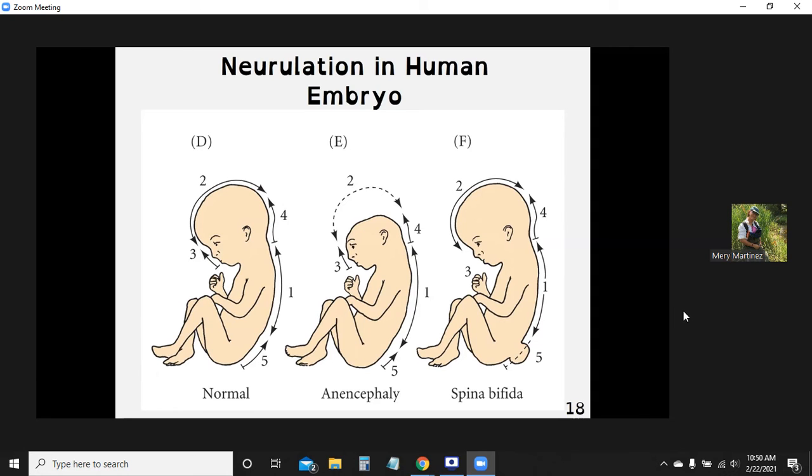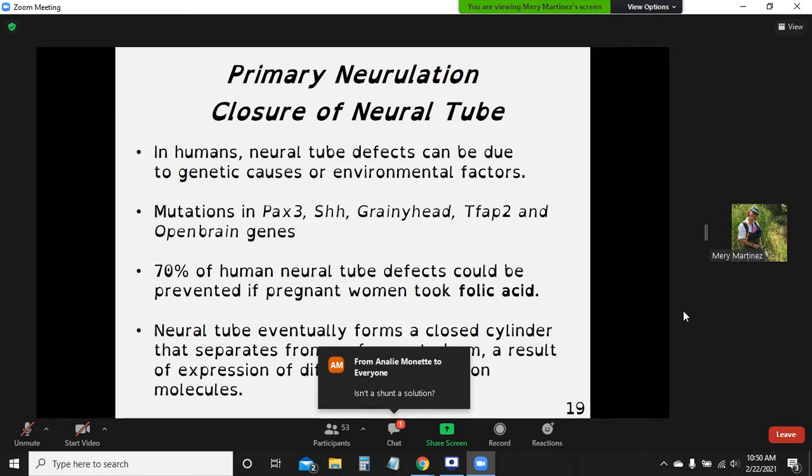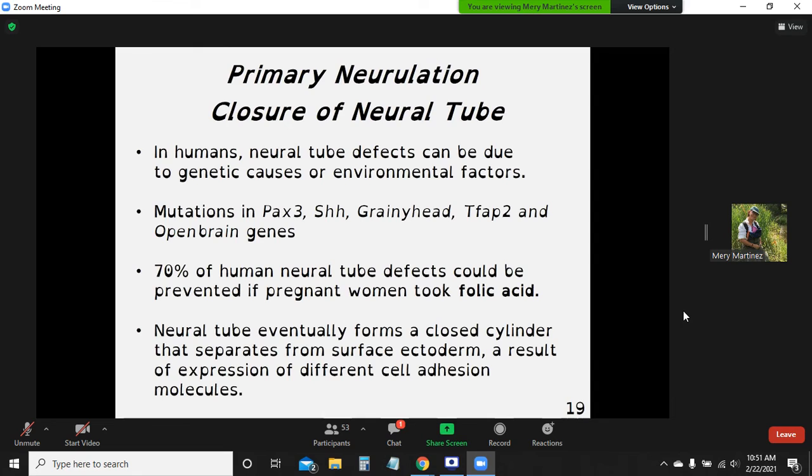So it's available. You can avoid it. So in here we have that in humans, neural tube defects can be due to genetic causes, environmental, or even dietary factors, such as cholesterol, folic acid, vitamin B9, diabetes, obesity, and toxins can all influence human neural tube closure. So you are exposed to so much, right?